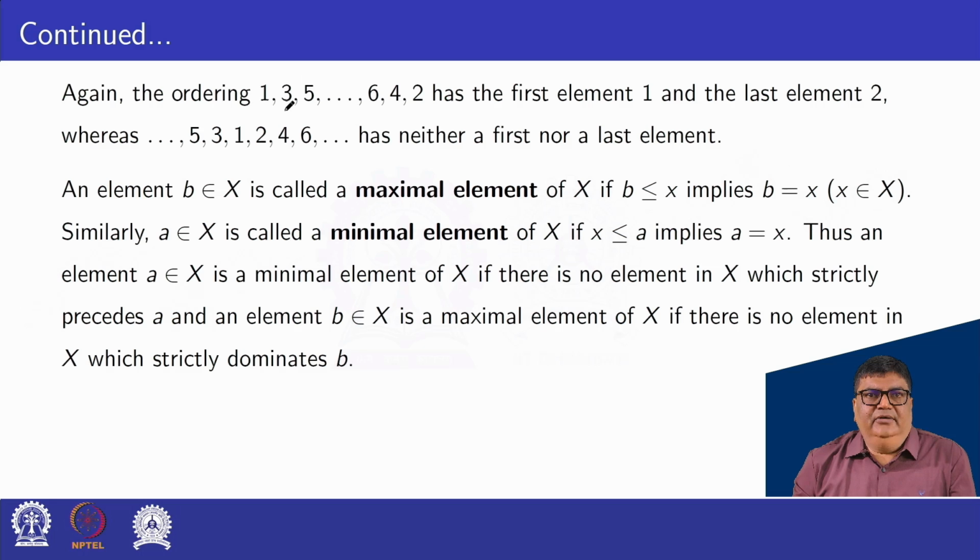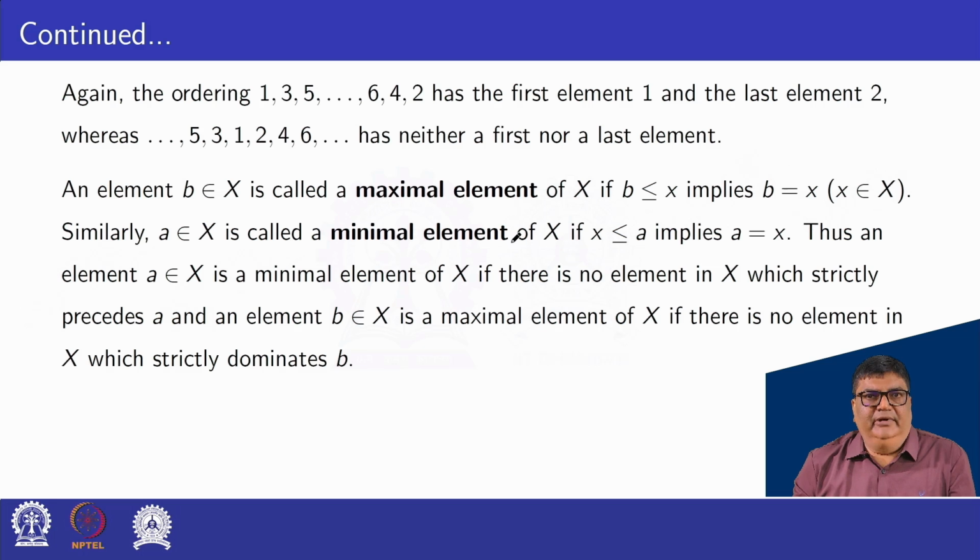Again, the ordering 1, 3, 5 and so on, 6, 4, 2 has the first element 1 and the last element 2. Whereas 5, 3, 1, 2, 4, 6 and so on has neither first element nor last element.